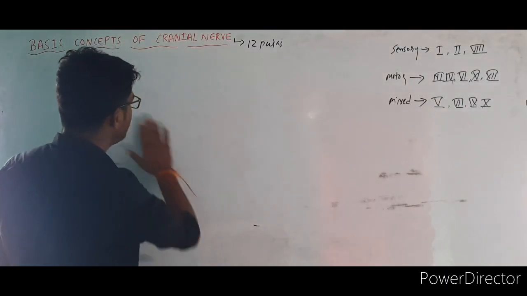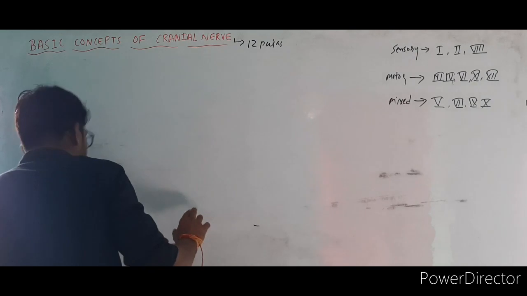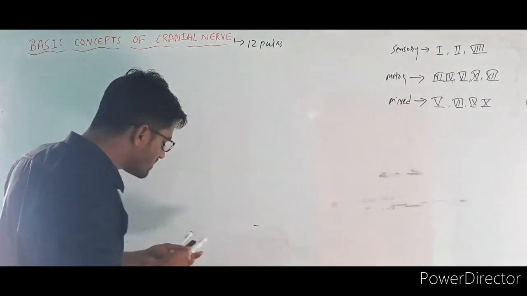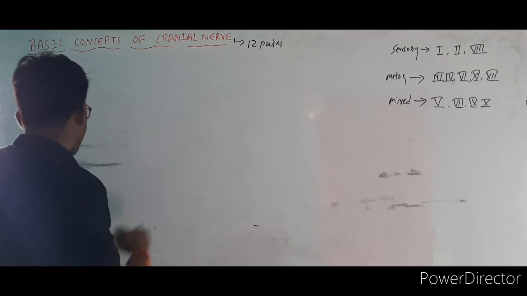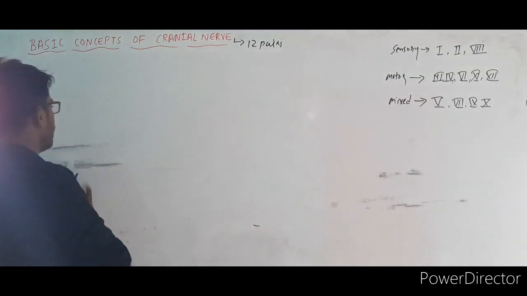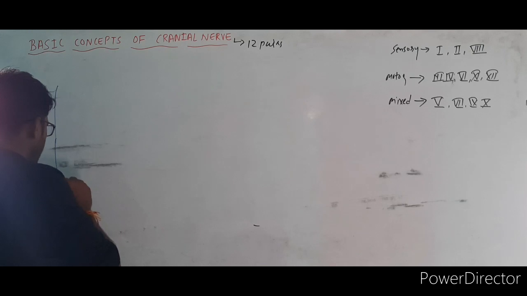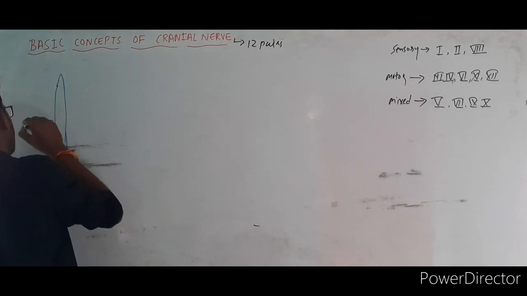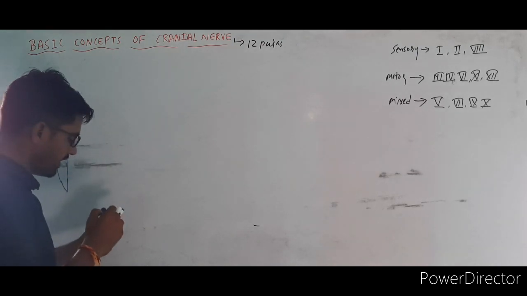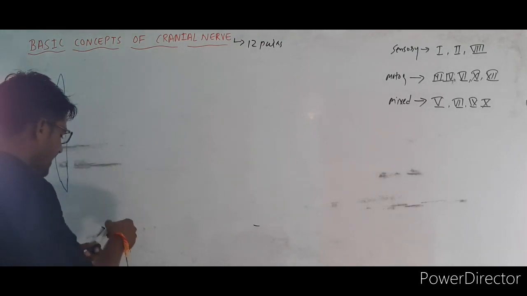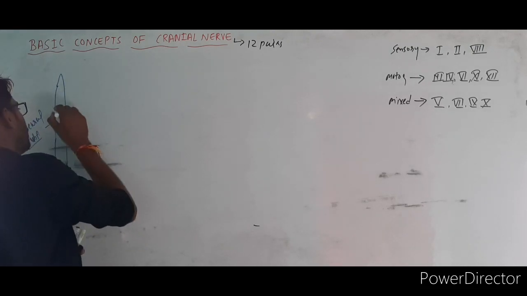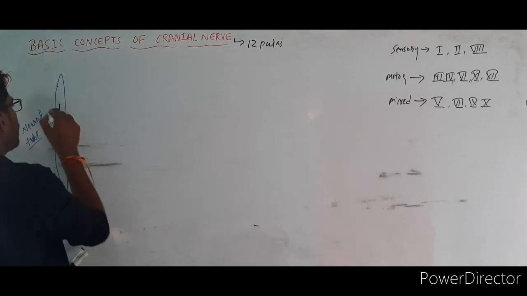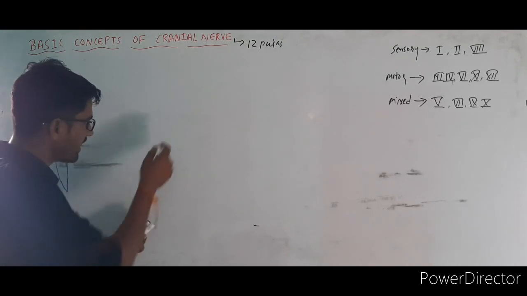So starting with one basic concept, that is the central nervous system. The entire central nervous system arises mostly from one tube, that is called the neural tube. Here I am mentioning the neural tube, and here is the cavity of the neural tube. I want to cut it in cross section and show you here. This is very important.